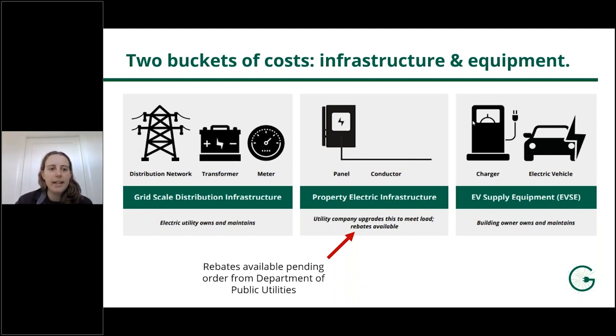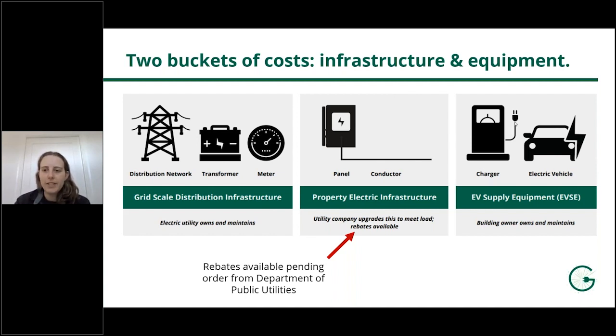So everything in the left box is not something that you or a landlord needs to worry about. This is the transmission. We generate the electricity, we send it out on the transmission network, and then the distribution network to a transformer, to a meter, and all of that is on the grid. That is the electric utility that owns and maintains all of that work.